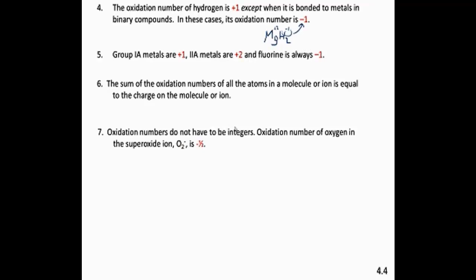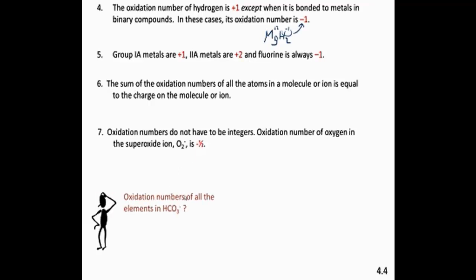The oxidation number of oxygen in the superoxide ion, which I've never seen on any kind of AP test or anything else, is in your book, so we'll cover it. It's not going to be on a test or quiz that you see from me, but it's O2 -1. So because there are 2 oxygens and its charge is -1, each of these oxygens must have a -1/2 oxidation number.